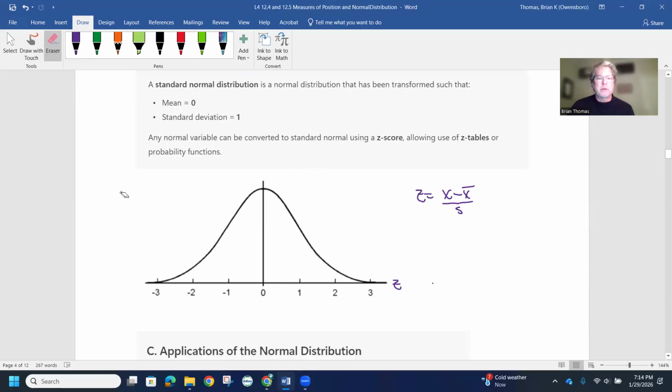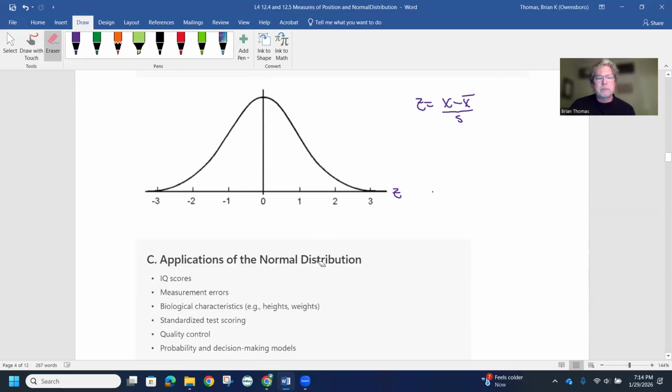And what happens is this can now become a table. So zero now becomes the mean, one, two, three become our standard deviations, and negative one, negative two, negative three. So this looks a little bit prettier in that sense.